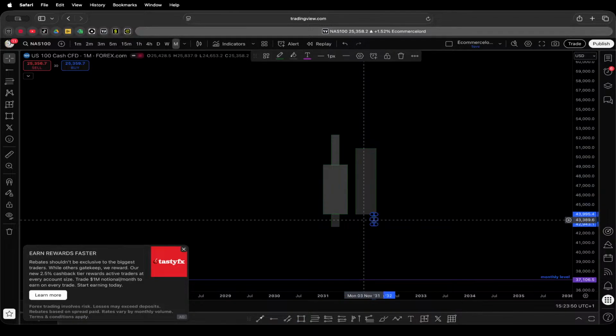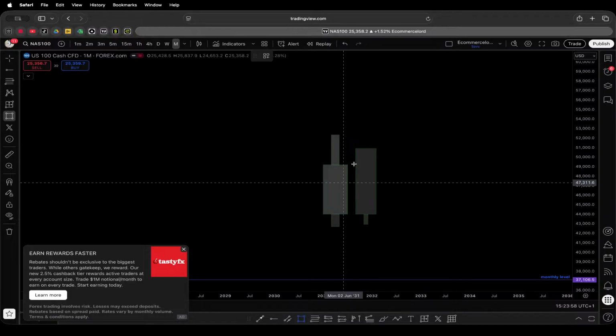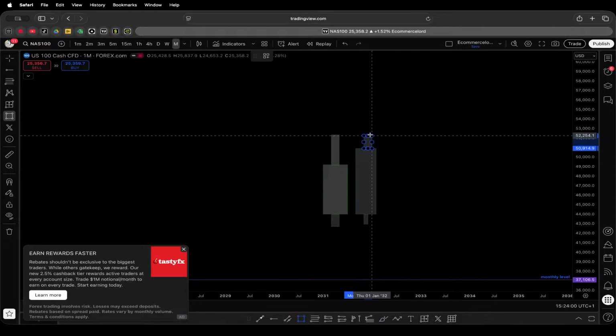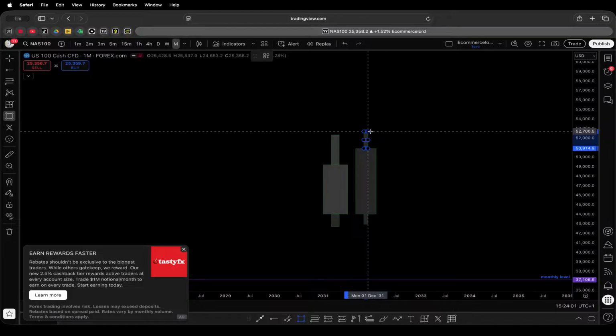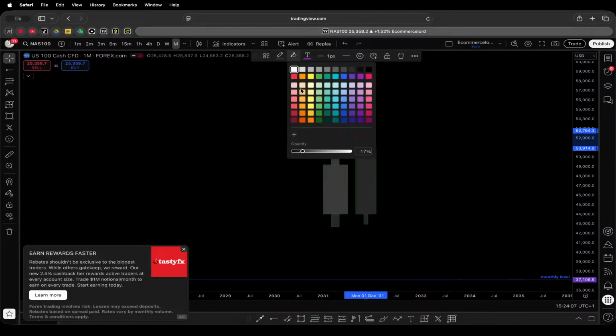I mean, these are just hypothetical situations. So this being the wick of the bullish candle, let's change the color to differentiate that.